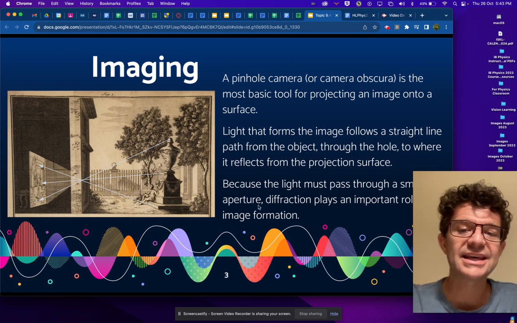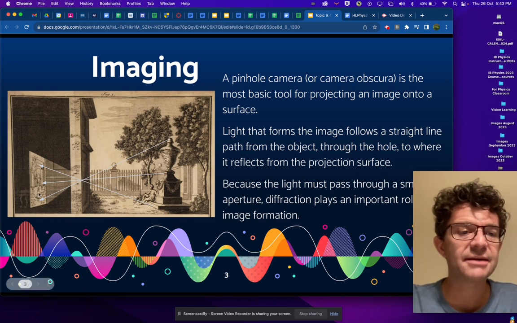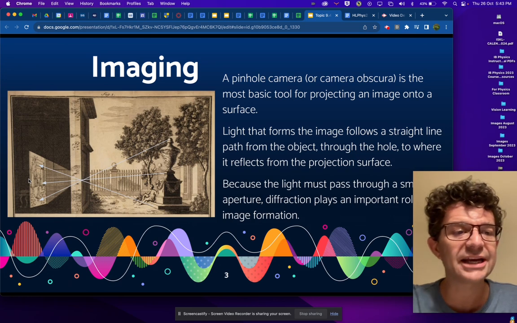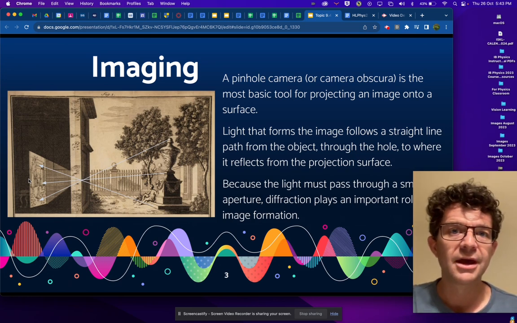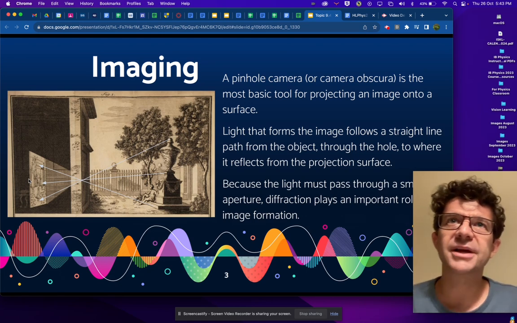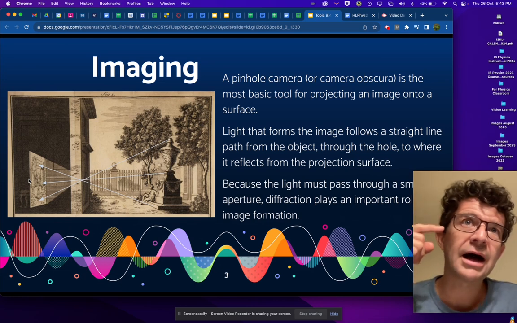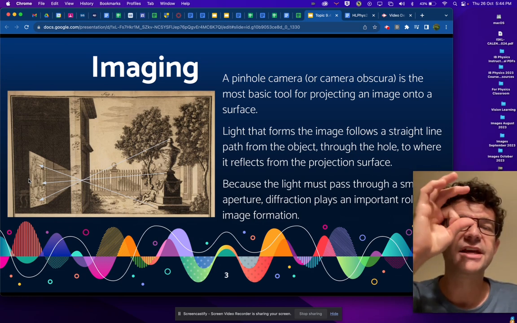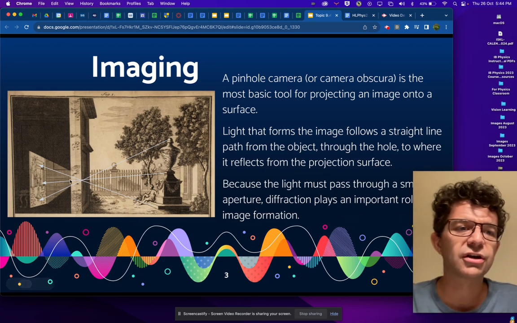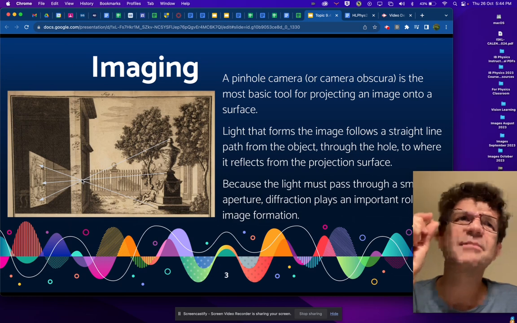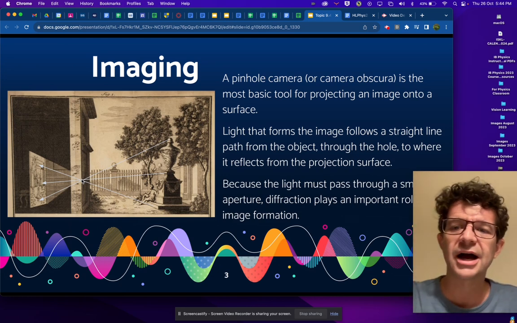And the key thing here is that because the production of this image involves light passing through a small aperture, diffraction plays an important role in how clear this image will occur. And you might say, well, that's of limited use because we have almost no pinhole cameras anymore that we use. Well, your eye operates in much the same way. The dilation of your pupil serves the same role as the hole in the wall here, albeit slightly modified by the lens that's in your eye as well.